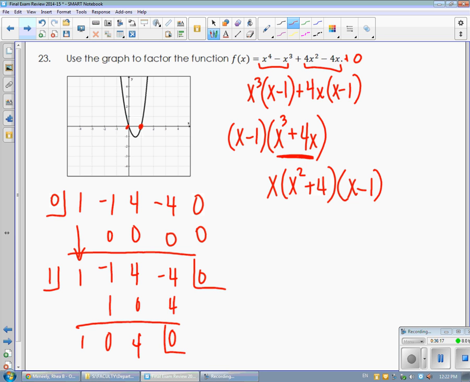And so since I started off with x to the 4th, and I pulled out a factor of x here, this would be x to the 3rd. So this is x squared. So this final quantity is x squared plus 0x plus 4.